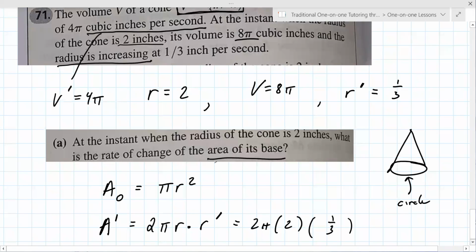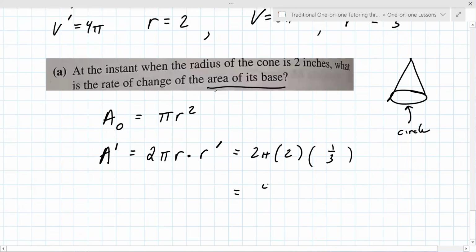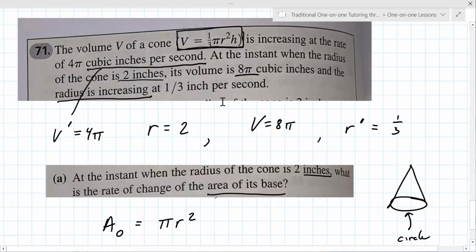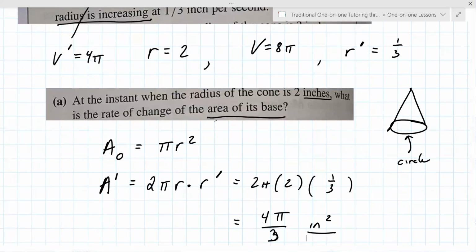So you just put the values in. And then so it's 4 pi times 1/3. Oh yeah. So 4 pi over 3, but the units are really important here. What are the units of area? Inches squared, but it's always per unit time. So we got to go back and figure out what it is. It's per second. Yes, per second. Okay. Per second.